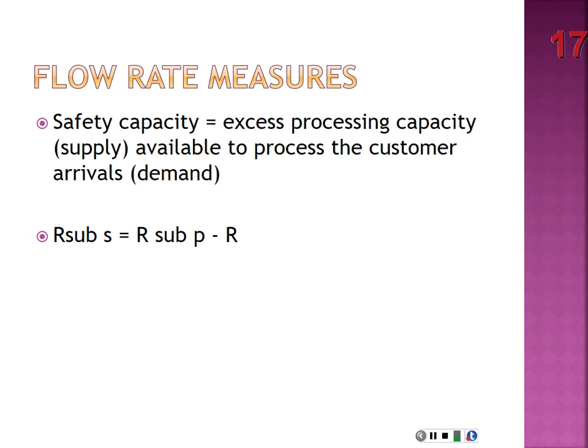So as we think about safety capacity, right? That's going to be some questions that you'll be asked: how do we determine safety capacity? Safety capacity is the difference between your processing rate and your throughput. Basically, how much of a buffer do you have between how much time it takes you to perform the service and how many people are coming through that service.